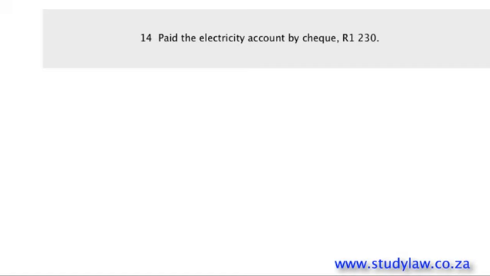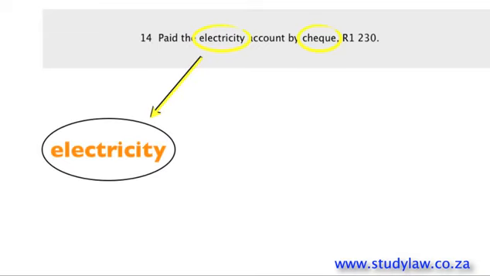Let's try another one. Paid the electricity account by check for 1,230 Rand. Let's look for our keywords, electricity and check. Let's work with our first keyword, electricity.